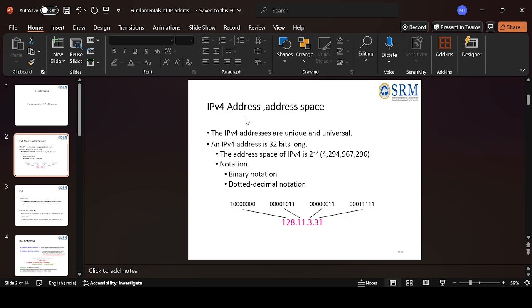You can represent IP addresses in two notations. One is the binary notation, the other one is the dotted decimal notation. So you can see here, this is the binary notation and your dotted decimal notation will look like this. There are two versions of IP: version 4 and version 6. The main difference between them is the address size. The size of IP version 4 is 32 bits. The size of version 6 is 128 bits.